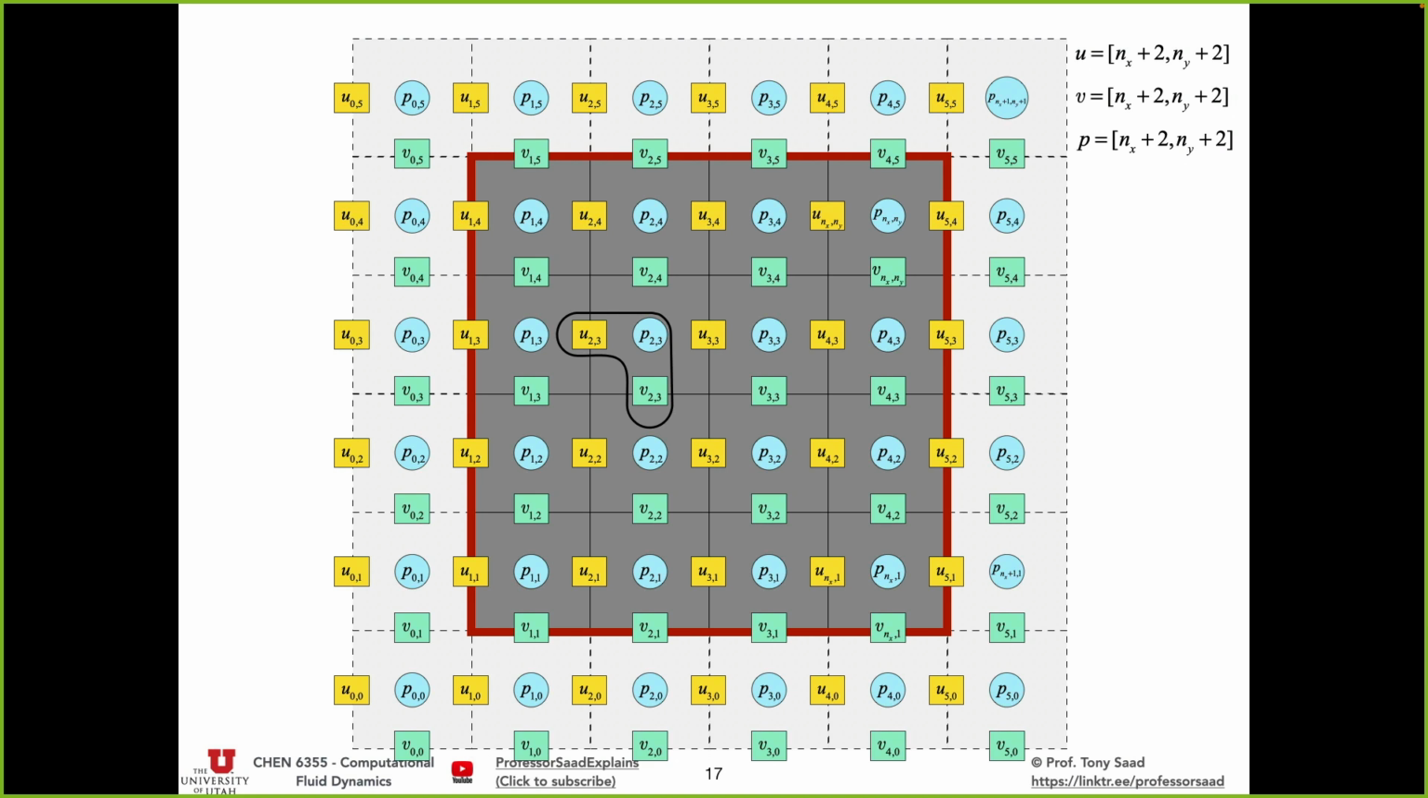Same thing for the v velocity. We're staggering again to the minus side. So I'm going to stagger that entire grid. I stagger the p grid, so I'm going to stagger it to the left. So the v velocities live here accordingly. And you have the same number of points.